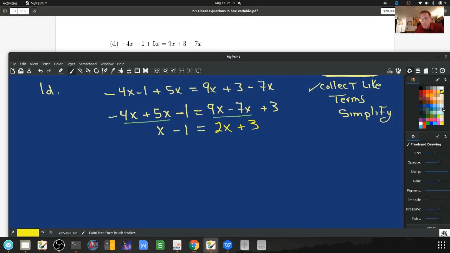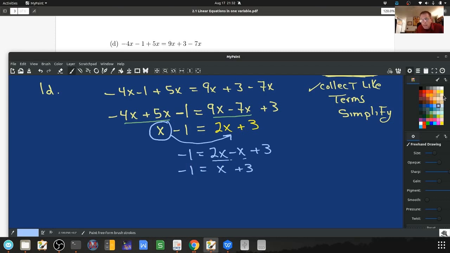Now we're ready to get all of the variable terms on one side. I like my variable terms to be positive if at all possible, so I'm going to move the x term over here. The minus 1 stays, and that gives me 2x. Since the x is understood to have a plus there, it becomes a minus, and the plus 3 has to be brought down. Now I'm going to simplify by combining like terms. 2x minus x is x plus 3.